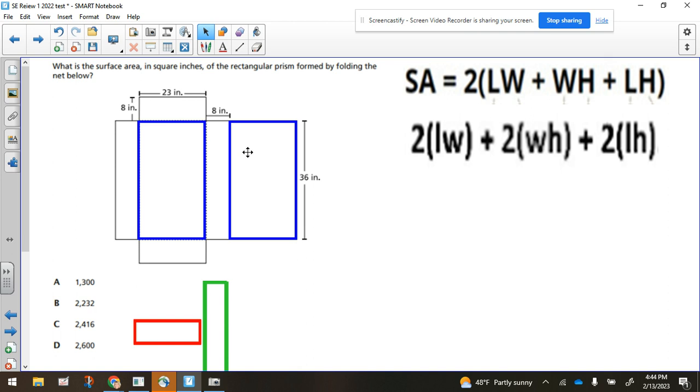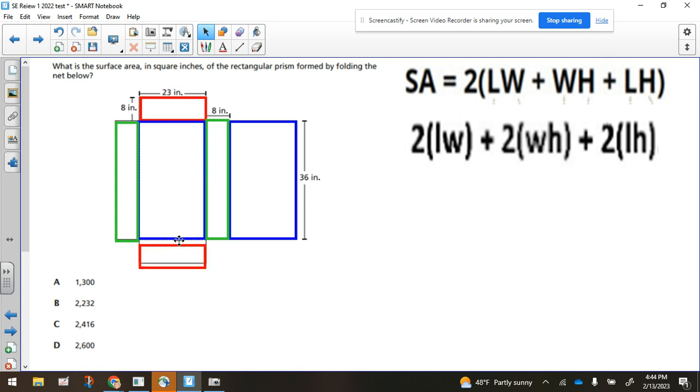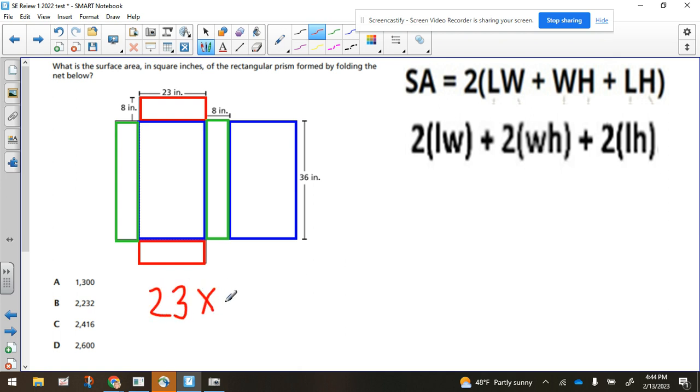So we might call that like the front and the back. We would have a right side and a left side that would be equal and congruent. And we would have like a top and a bottom that would be equal and congruent. So one way is to just simply find the areas of each of the colors. For example, the red one, we would find 23 times 8, and we would say to ourselves, well, we have two of those.